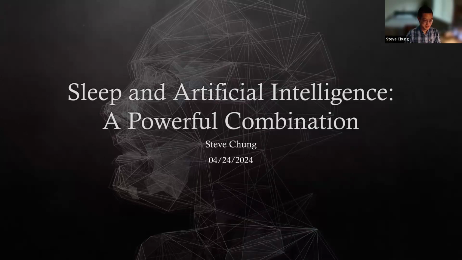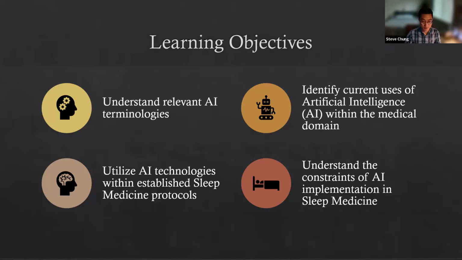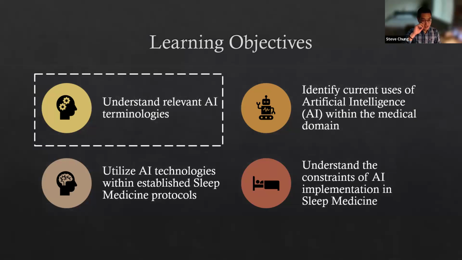I'm going to be doing my grand rounds today on sleep and artificial intelligence. The purpose is to give a general and broad idea of what kind of artificial intelligence is out there, what it's being used for, and how we can apply it in our day-to-day practices. These are my 4 general learning objectives, and we'll go through each one in more detail. The first one is to understand some of the relevant AI terminologies and the different categories of artificial intelligence. Does anyone here have an idea of what the different types or categories of AI are?